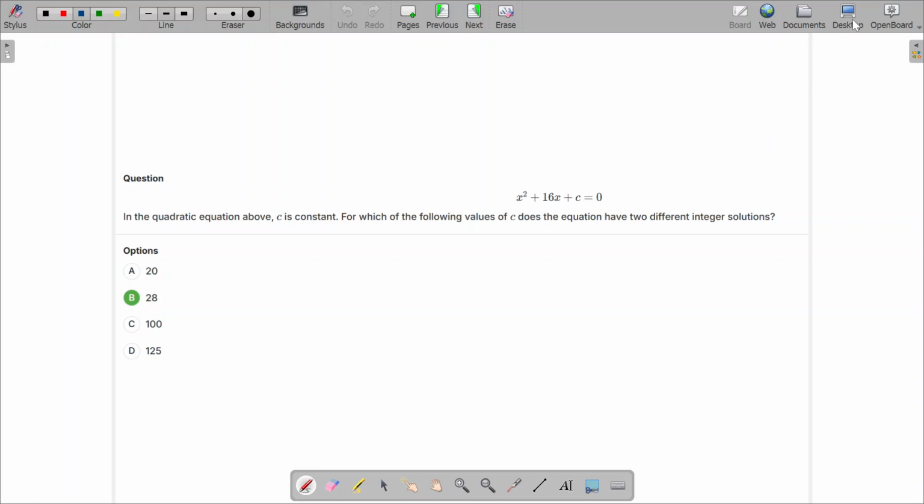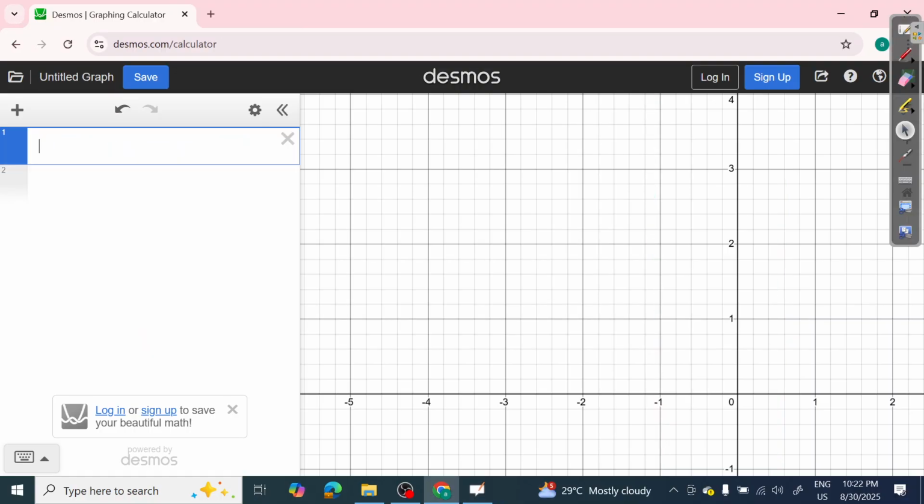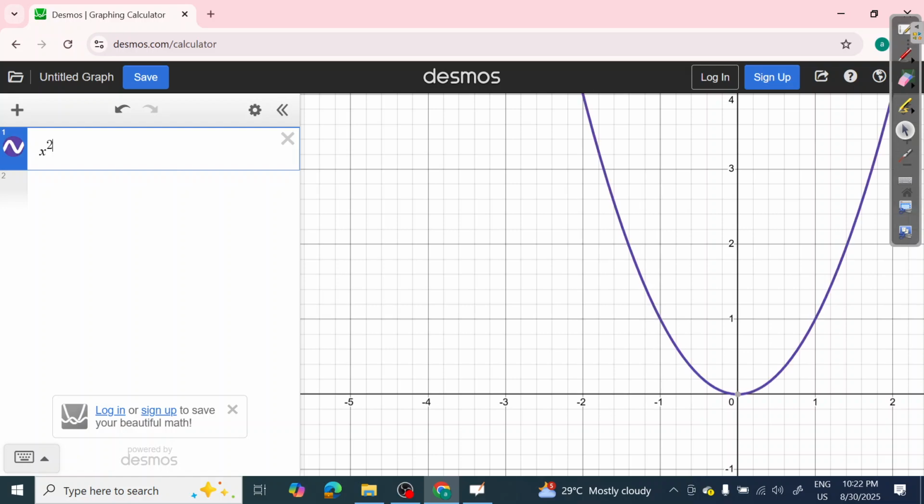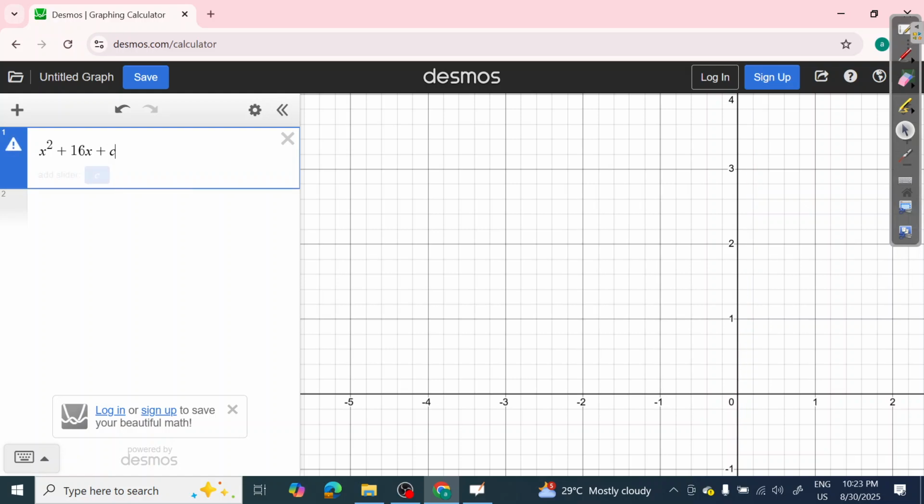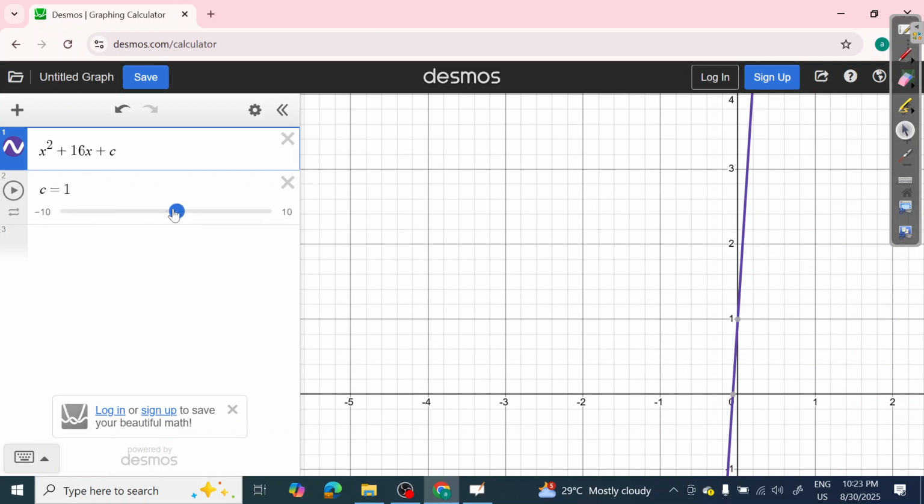So I'll go to the Desmos screen. x squared plus 16x plus c. When you type c, it will ask you to add the slider for c, and you have to do it. Otherwise, you will not get a graph. You'll get an error, right? So in that case, no issues. I will use the slider. Now I don't have to slide and check.